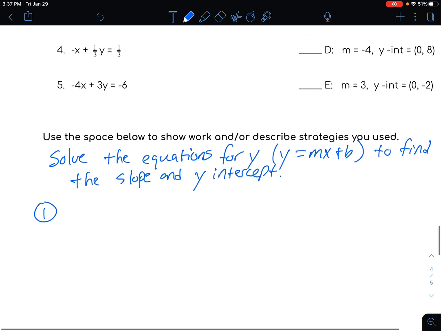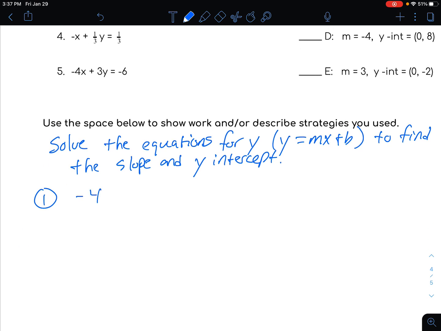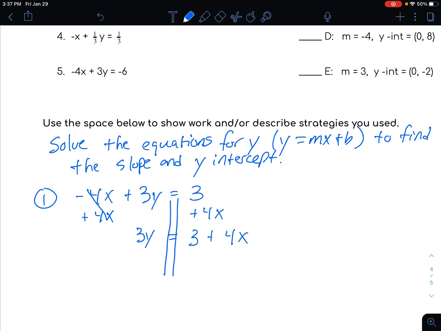All right, so let's look at equation number 1, which is negative 4x plus 3y equals 3. We've done this a number of times. I hope you feel like you're getting better at it, and that is to get y by itself, solve it for y. So the first step is we'll move that negative 4x over to the right side by adding 4x to both sides to undo the subtraction, or to undo the negative. That leaves us with 3y is equal to 3 plus 4x.